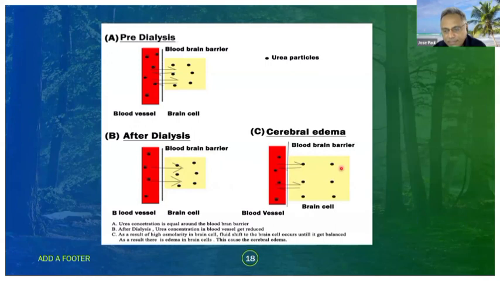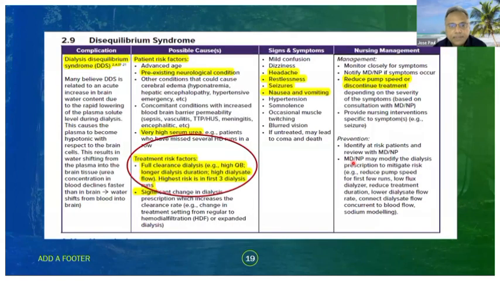The brain cell just got swollen up, and this causes a condition known as cerebral edema. So because of the cerebral edema, the patient developed a seizure. So this is the mechanism of dialysis disequilibrium syndrome. So what the patient had was dialysis disequilibrium syndrome.